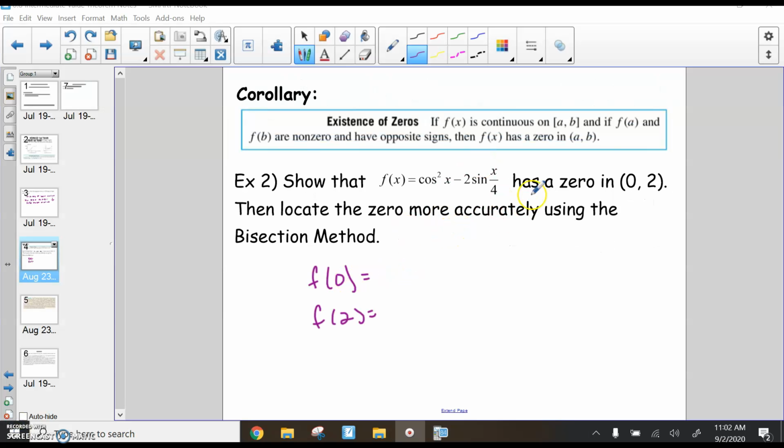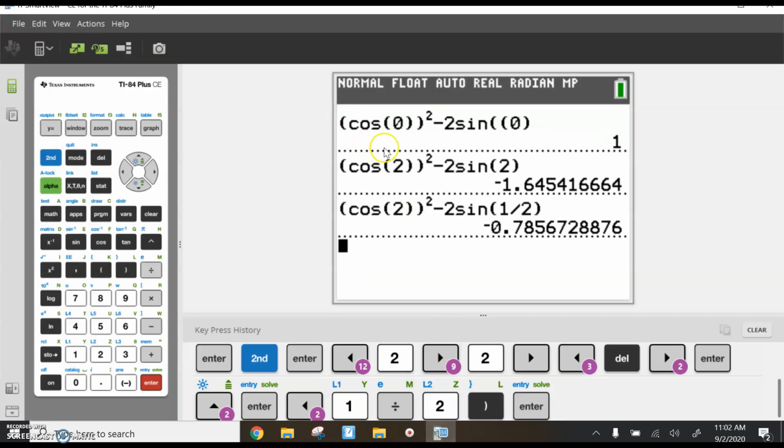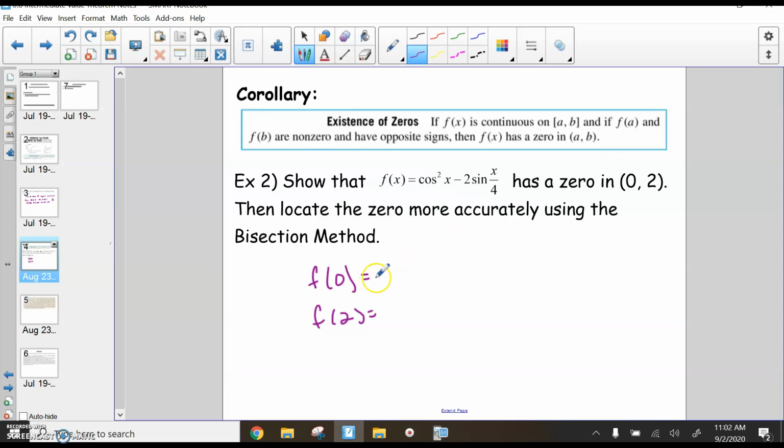Okay, so what I'm going to do is use my calculator, plug 0 into the function, and then plug 2 into the function. And I did that here. Ignore this middle line, I forgot to divide by 4, so I got 1/2. When I plug in 0, I get 1. When I plug in 2, I get negative 0.786 if I round. So I'm going to go ahead and write those down. f of 0 is 1, which is greater than 0. And f of 2 is negative 0.786, which is less than 0.